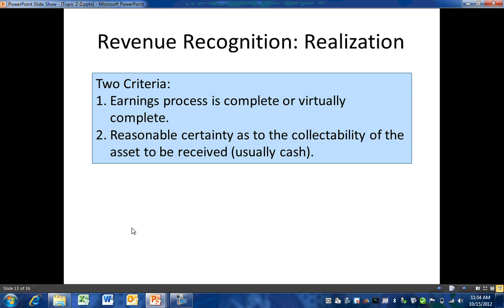A critical thing to understand at this point is the revenue recognition rule, or the realization principle, and it states that earnings will be recognized when the earnings process is complete or virtually complete, and we measure virtually complete on the basis that we can make an estimate of the future costs associated and timing of when the completion will actually occur. And the collection of the asset related to the revenue is reasonably certain.